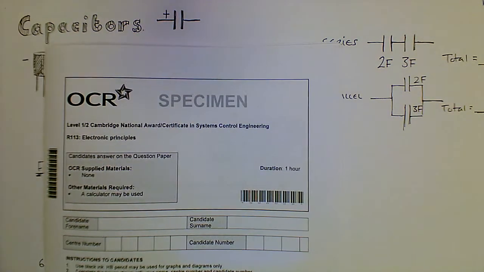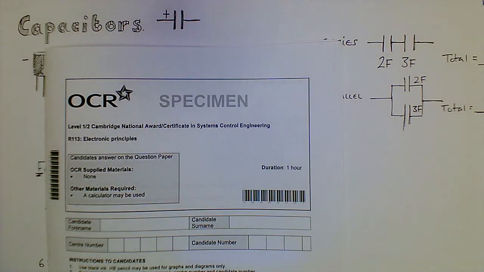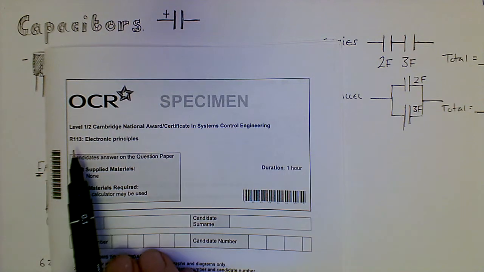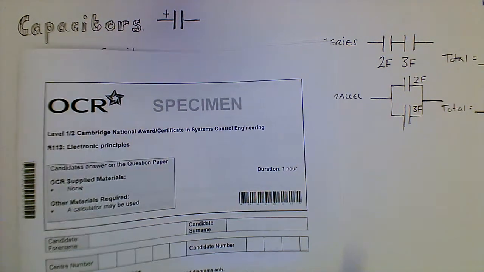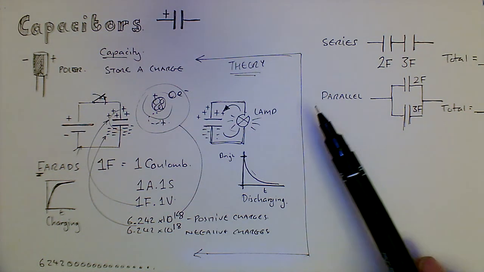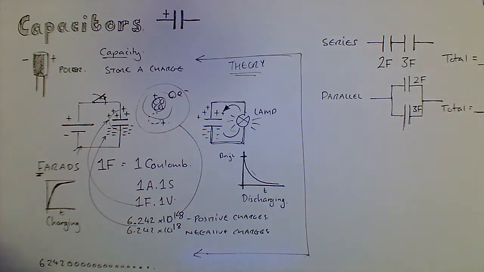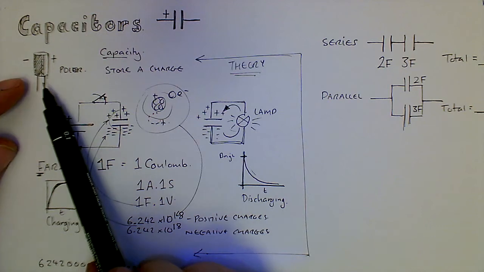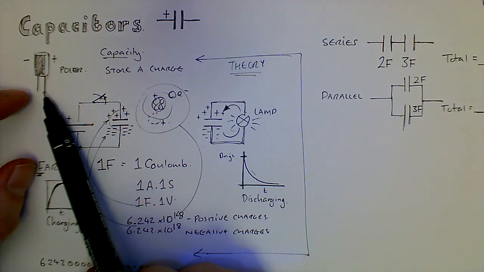Okay, welcome back. Cambridge National Award Certificate in Systems Control and Engineering, R113, Electronic Principles. So we were talking about capacitors, and in the last video I'd set you a little challenge, but let's just have a little recap. Capacitors are a polar component: it's got a positive leg and a negative leg, and it has to go the right way around.